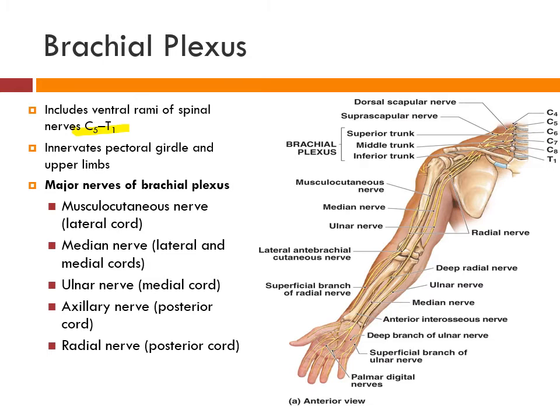Radial and ulnar, you should know, are in the arm. Axillary is the word for armpit. So you should know that is also in the arm. Everything in the arm is brachial plexus. So the 2 to memorize here would be musculocutaneous and axillary nerves.